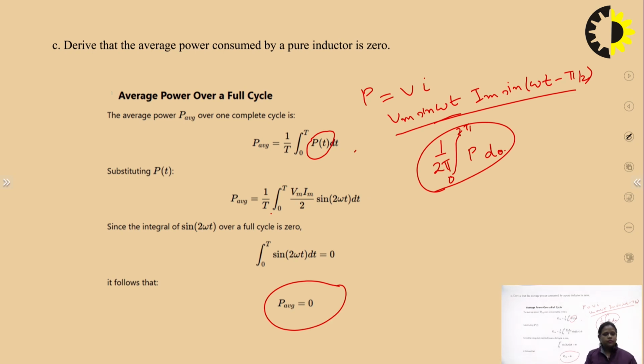Similarly, you can solve it for the purely capacitive circuit also. If the question comes for the capacitive circuit, you can follow the similar procedure. The only difference is that there the current leads the voltage by 90 degrees.